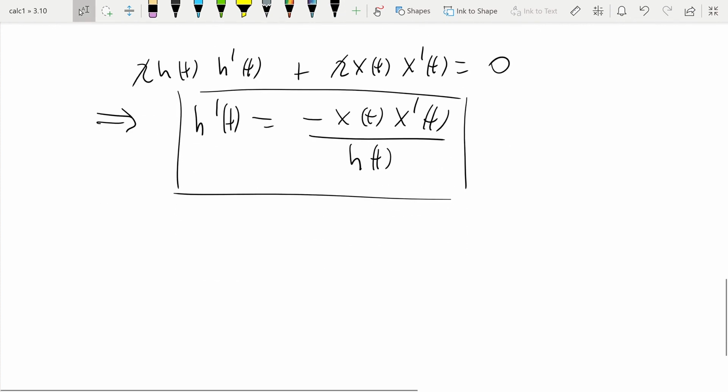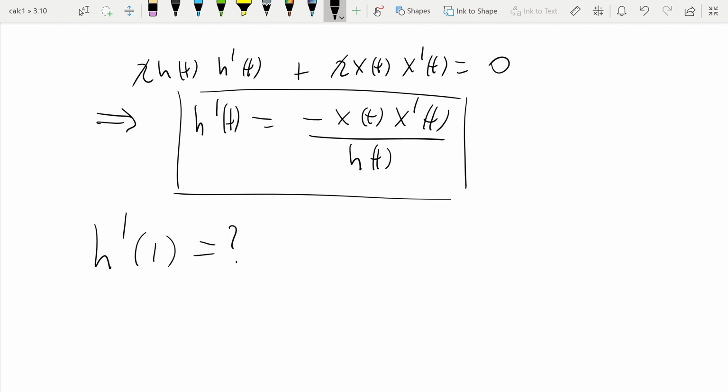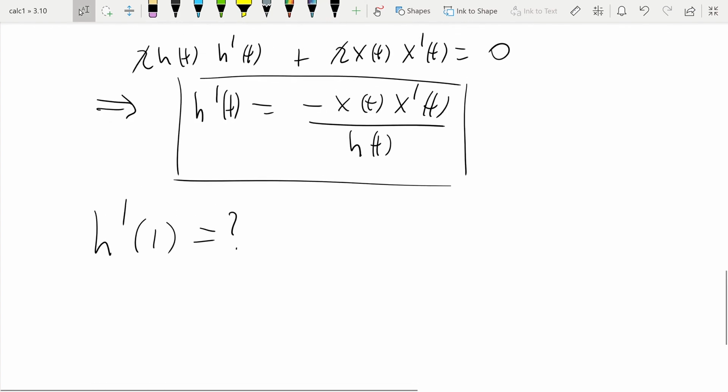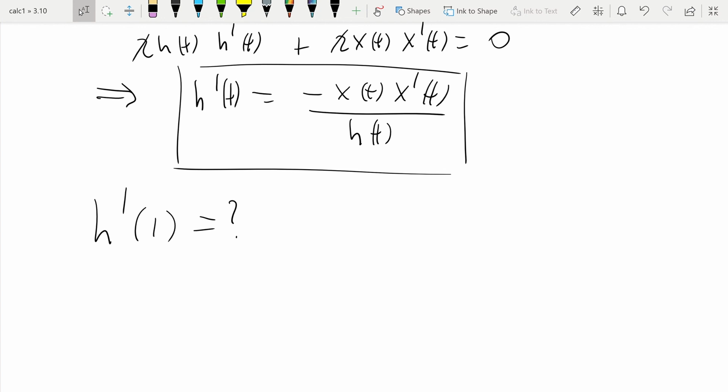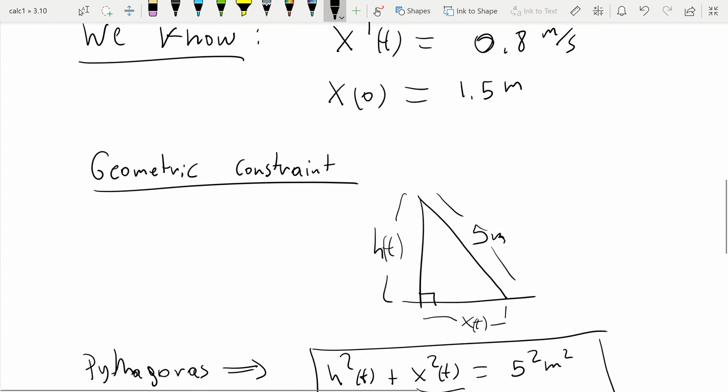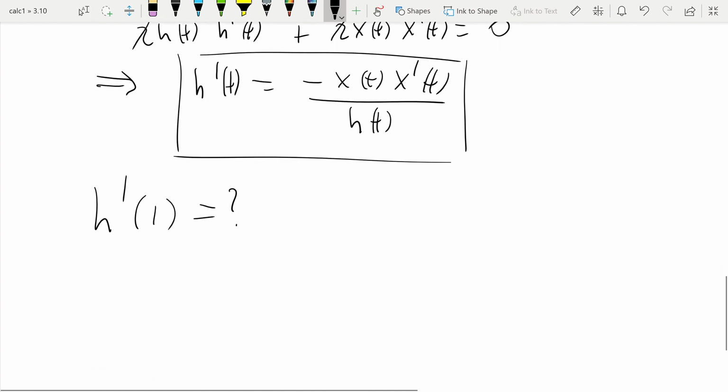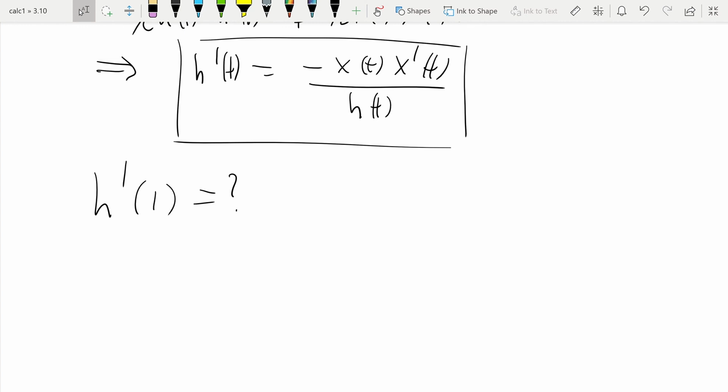So we need to find h' when time equals 1. So we are asked to find h' at time equals 1. And so how can we do that? Well, we have a relation here. h' is given here in terms of x, x', and h. So we need to know h at 1 and x at 1. So we know already the x' is constant, and it's equal to 0.8 meters per second. So we need to find x at 1 and h at 1, and then we'll be able to find what h'(1) is.